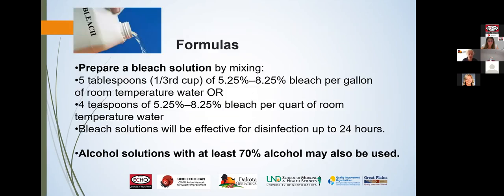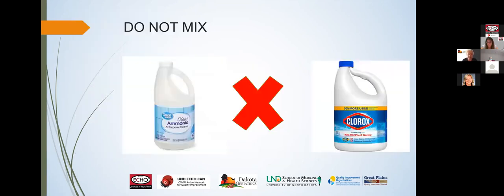So here's just a formula for preparing bleach solution. Bottom line is that bleach needs to be made daily. Once you dilute the bleach, it doesn't work the next day. You can also use alcohol solutions, and the minimum is 70% alcohol, and that's the point of this slide. Next slide, please. And my favorite cleaning lady issue here, don't mix these two guys.